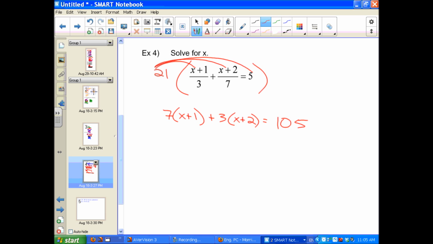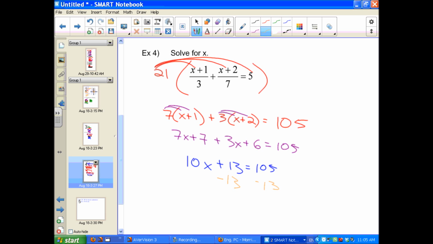So what do I do? You just solve. Distribute. 7x plus 7, 3x plus 6, please combine my terms. 10x, constants, I've got 13. Then what? Subtract 13. Divide by 10. X is 9.2.